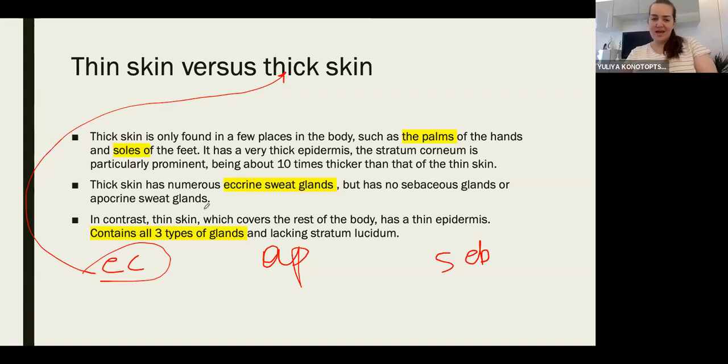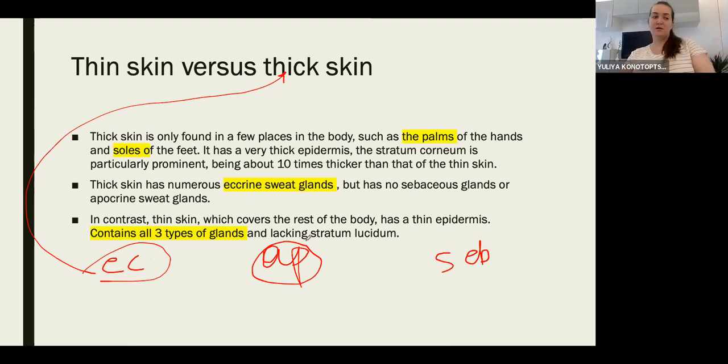Why? Because the eccrine sweat glands are everywhere. You have them absolutely everywhere, thick and thin, doesn't matter. Okay, so they're everywhere. Apocrine sweat glands, as you remember from last semester, are limited to certain locations. Where can we have them? Axilla?